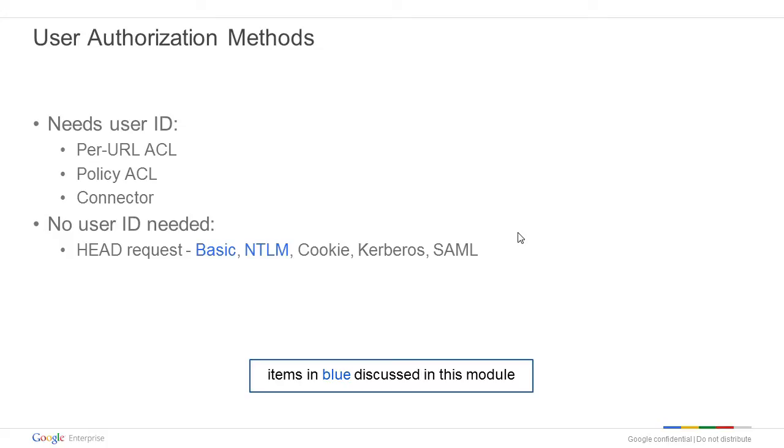ACLs can be specified per document or by directory using ACL inheritance or the policy ACL API. There are a variety of authentication mechanisms that can return a verified identity and group membership, but this may require additional configuration.